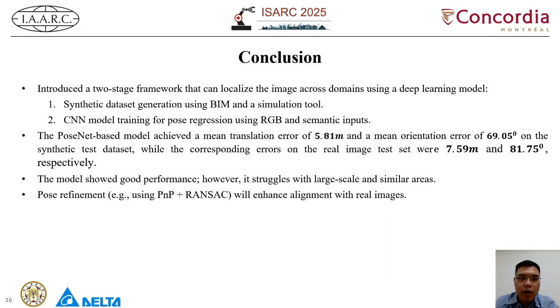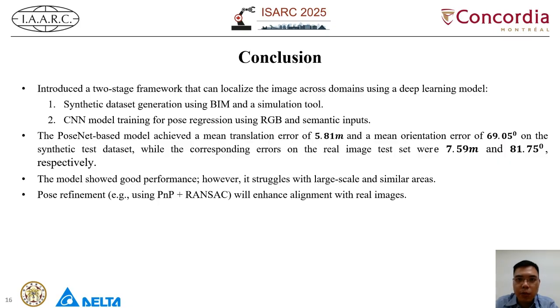To conclude, this study proposed a two-stage framework for image localization across domains using a deep learning approach and synthetic data. The first stage involved generating synthetic datasets from BIM models using a simulation tool, while the second stage trained a CNN to estimate camera pose using RGB and semantic inputs.